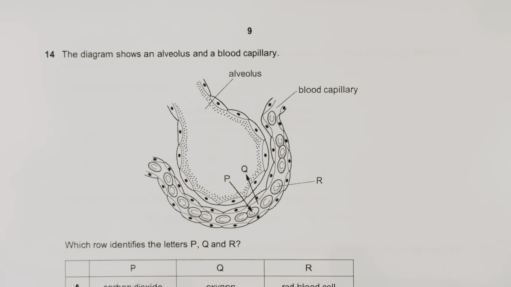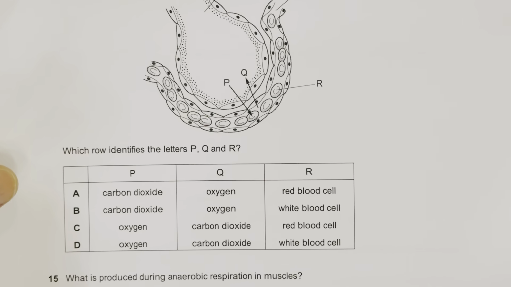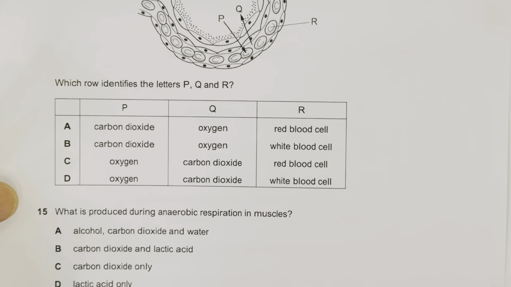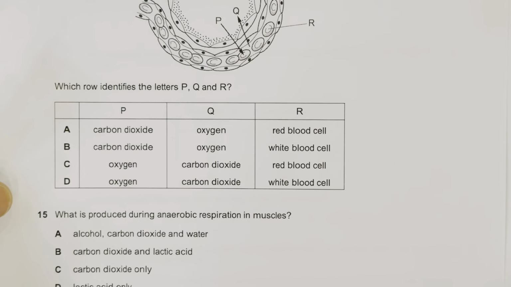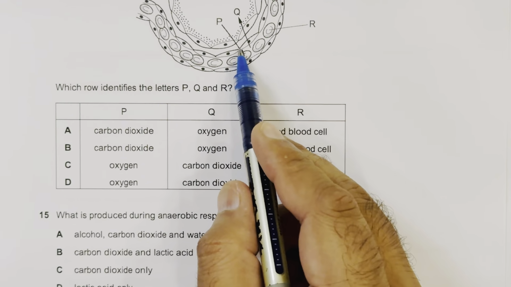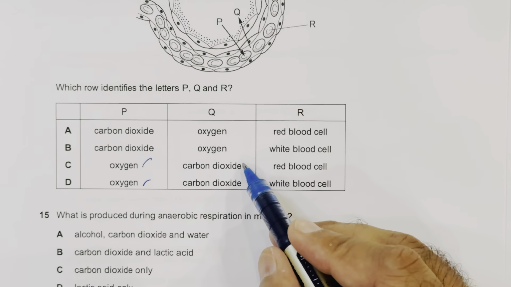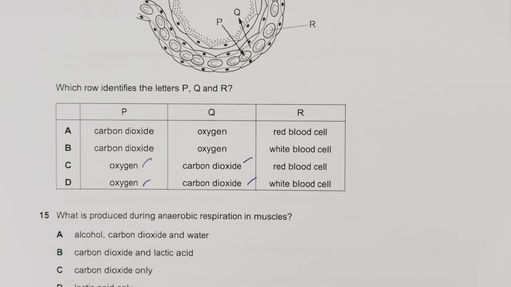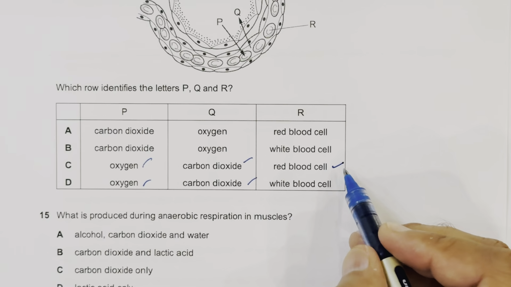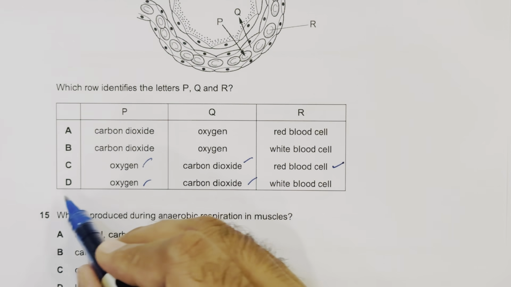Question 14 is that the diagram shows an alveolus and a blood capillary, with P, Q, R. Which row identifies the letters P, Q, and R correctly? We know that P should carry oxygen because it is taking oxygen. Q should be carbon dioxide. So options C and D carry both of these. Now R decides whether it is a red blood cell, and because it is a red blood cell, option C is the right answer.